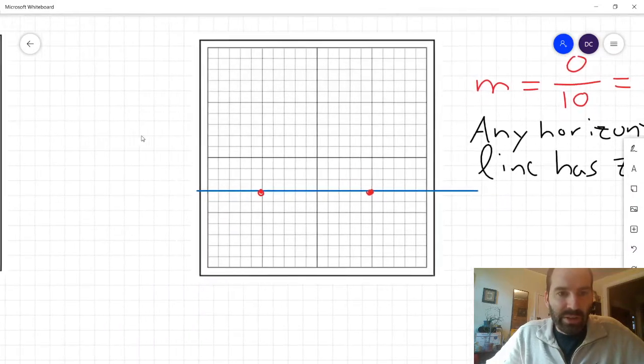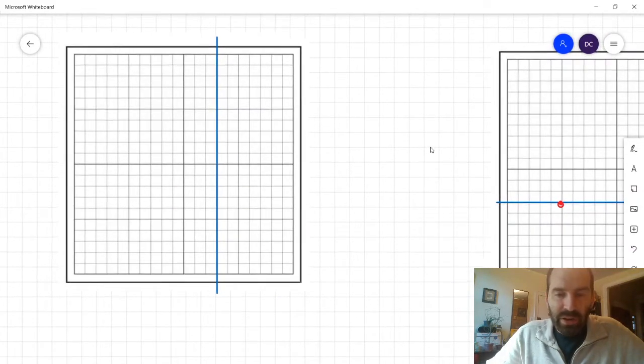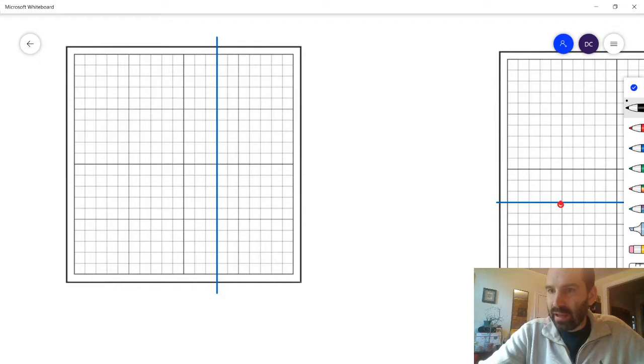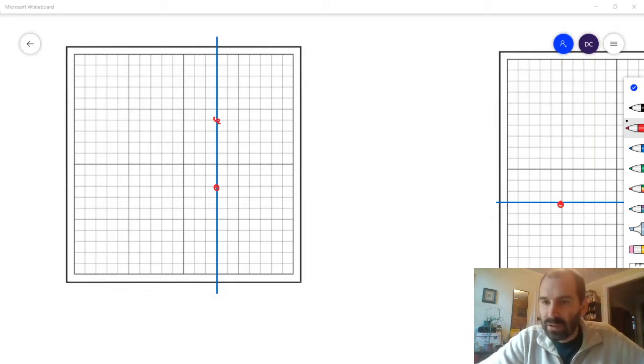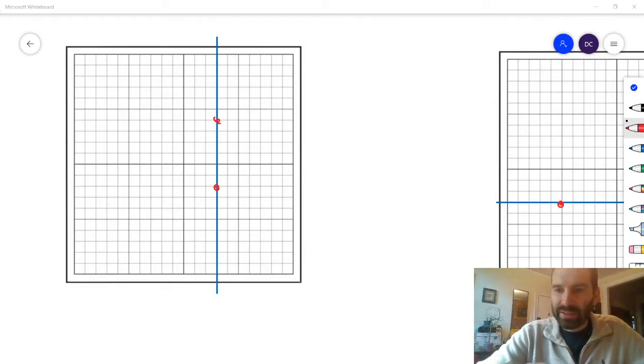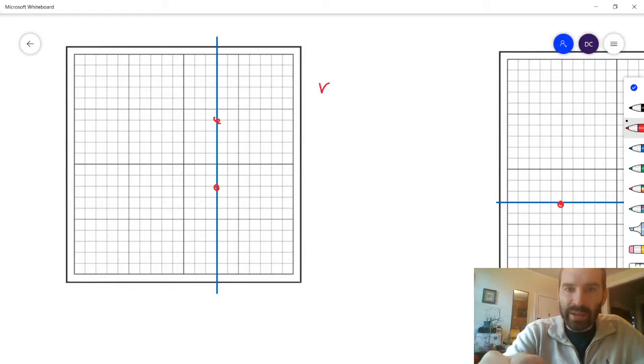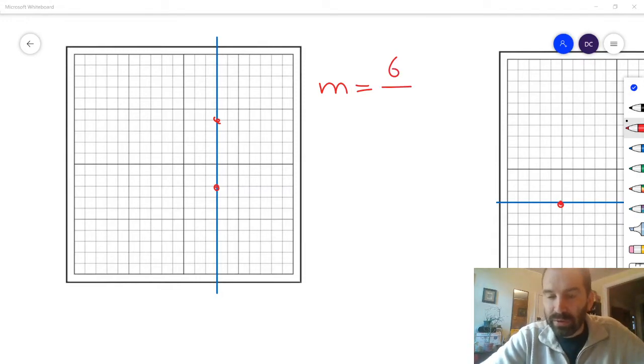And finally, let's look at this last line over here. Here we have a vertical line. Let's go ahead and pick a couple points. Here's a point down here, and here's a point right there. So go ahead and see what happens when you compute the slope. Pause the video and see what you get. Okay, so 3, 2, 1. Welcome back. Let's see. I know my rise, I went up 1, 2, 3, 4, 5, 6. Or you could say you went down 6, depending on which point you started from and went to.